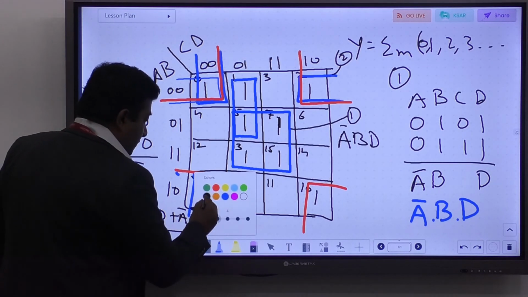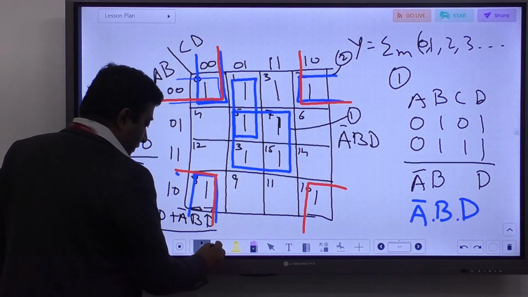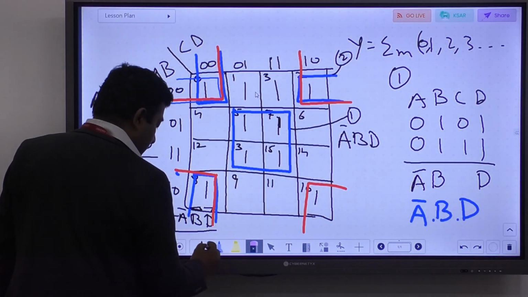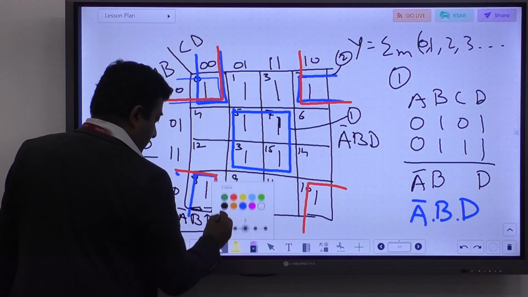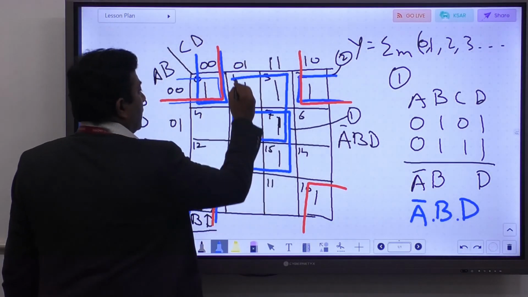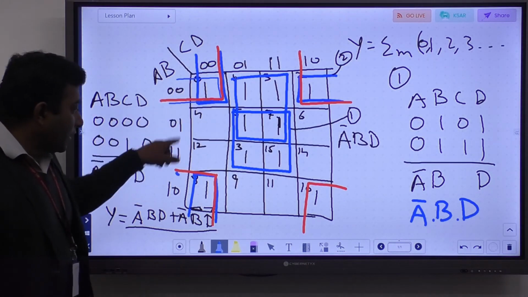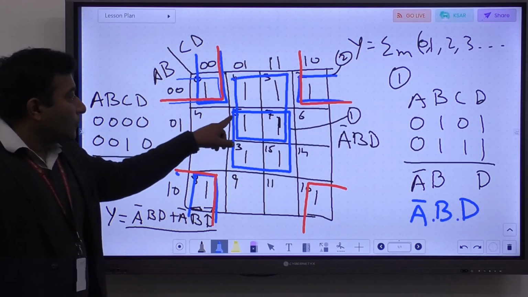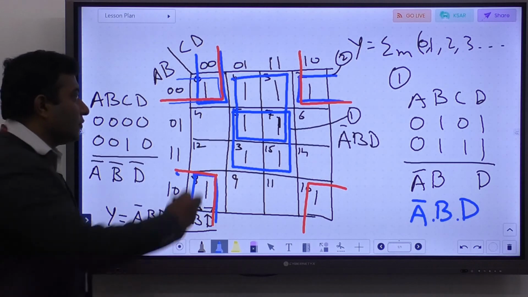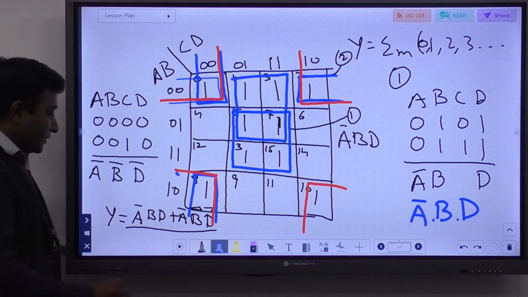If we are having a minterm over here also, what would the output be? The output would be again this quad. So now there will be three groups: a quad from the corners, a quad from here, and a quad from here. You can also make a quad in this way. There will be no harm.